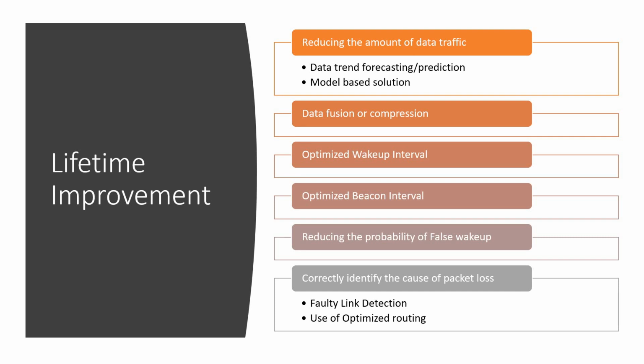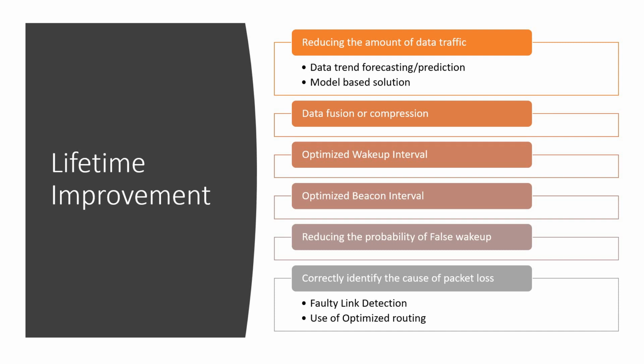So the next approach is reducing the probability of false wake up. A false wake up is when you wake up and you assume that the other nodes have also woken up, or you assume that now you have to actually sense the data, but actually it's not the case. So this is a false wake up. You wake up when you do not have to wake up. So reducing the probability of false wake up also improves the lifetime.